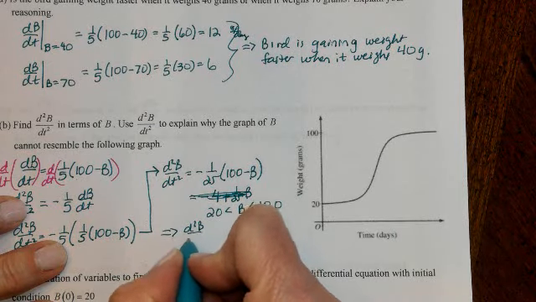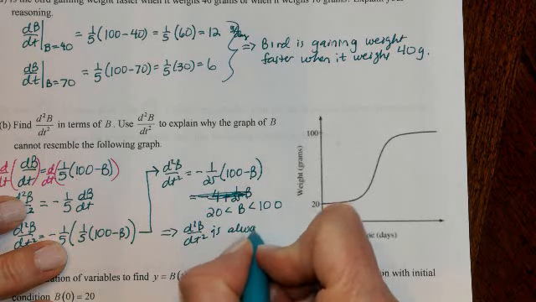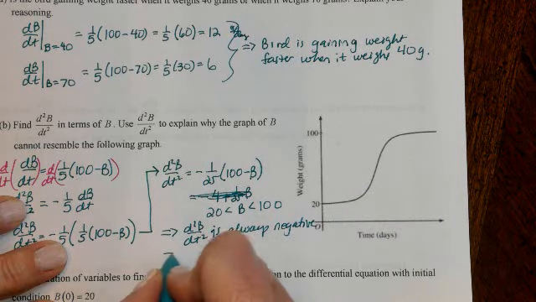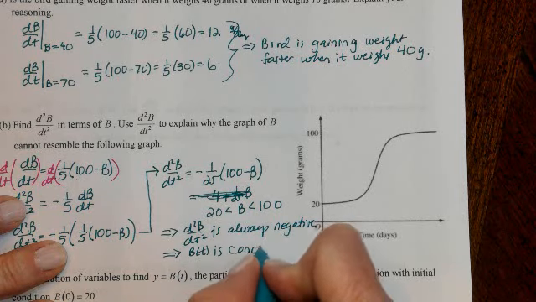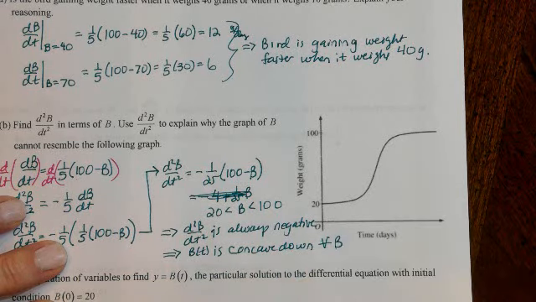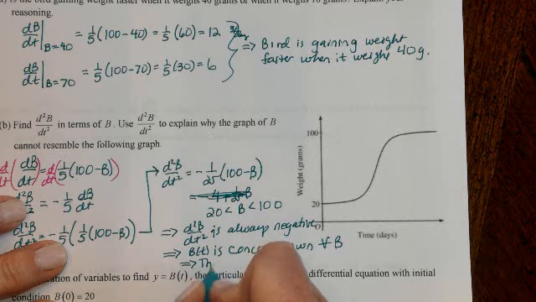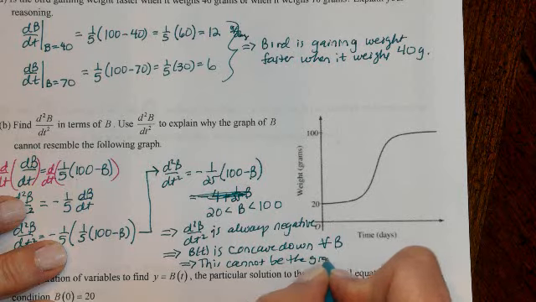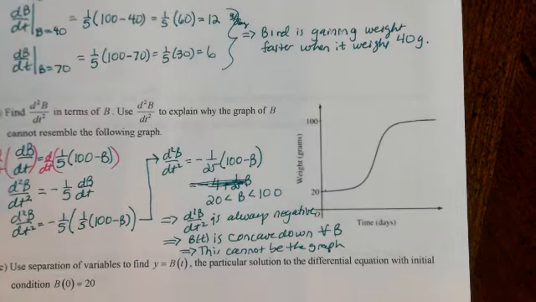So the second derivative is always negative. Therefore, B is concave down for all values of B. Therefore, this cannot be the graph, because this graph is concave up some of the times.